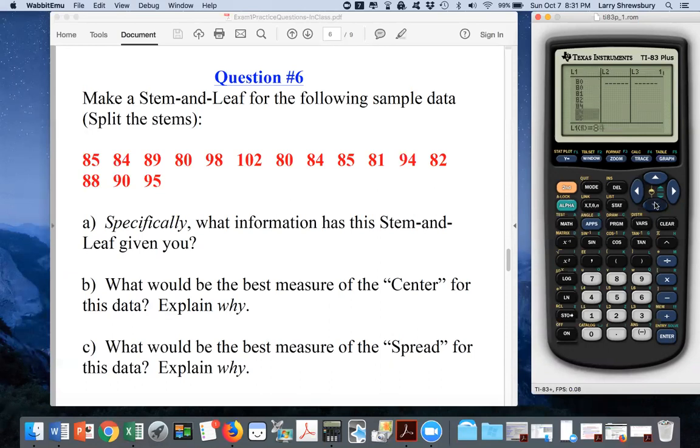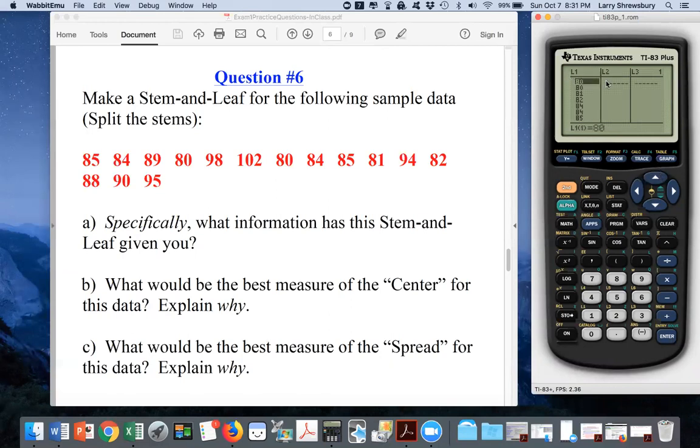And scroll on down here, and then we'll have the 9. So I'll have 2 rows for the 9s, the lower 90s, the upper 90s. And the largest number is 102, so I'll have a row for the 10. So I'll put all those stems in, and then I'll just go ahead, put in the leaves starting at the top, just going from left to right.